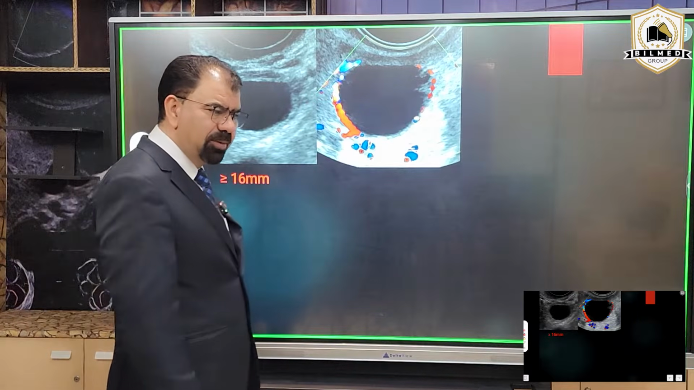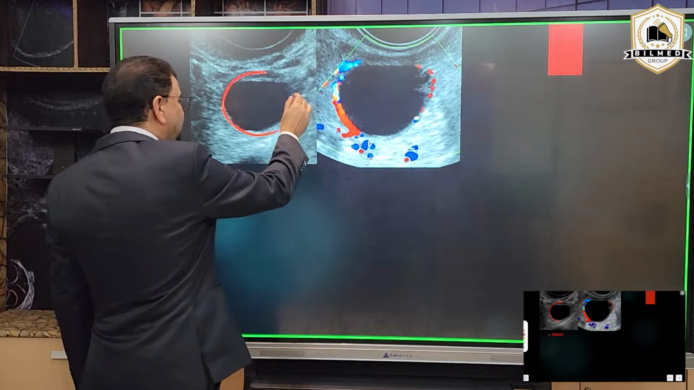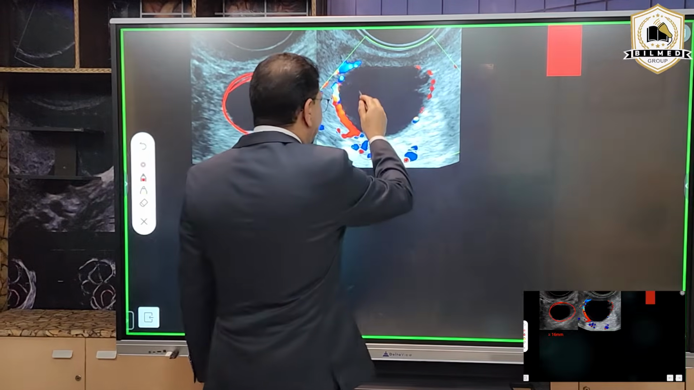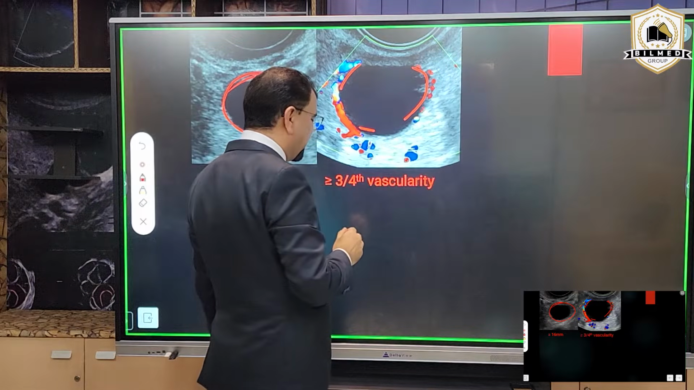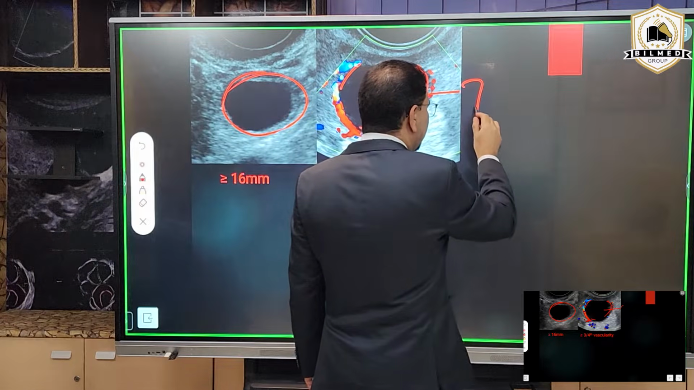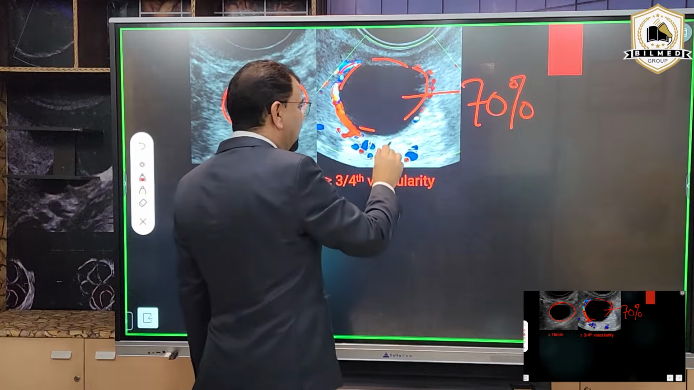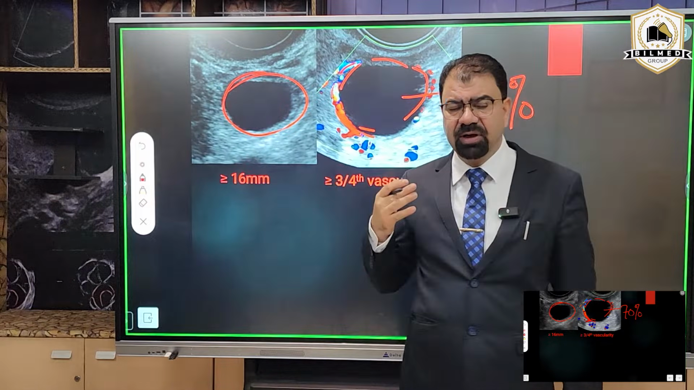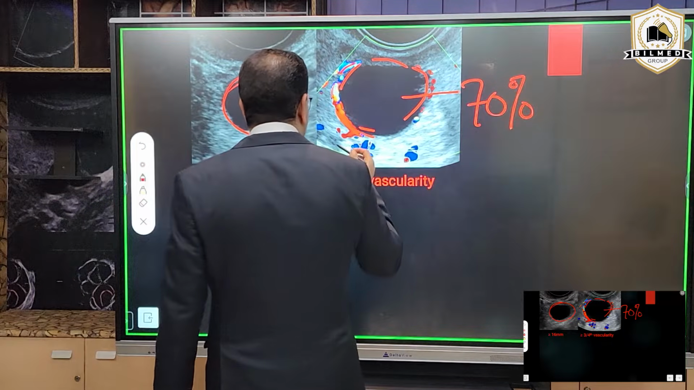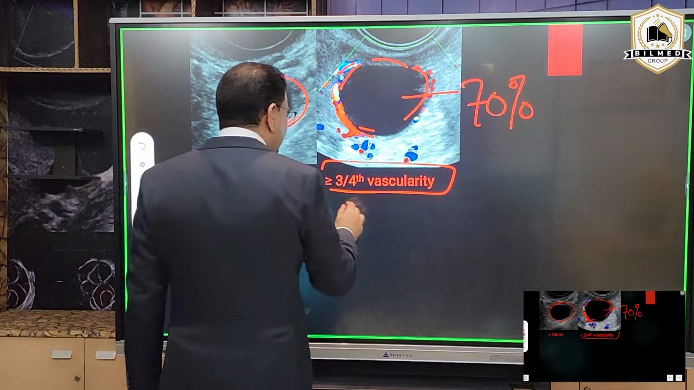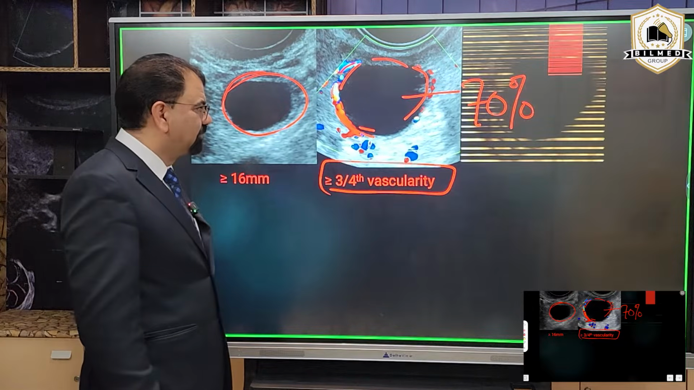Now, if you are putting a color on a matured follicle, a dominant follicle, you will see that the follicle is having vascularity, and if this vascularity is about 70% and more surrounding this follicle, that is also a sign of a matured and about to rupture follicle. So the color Doppler is also telling me whether I am dealing with an about to rupture and a dominant follicle.